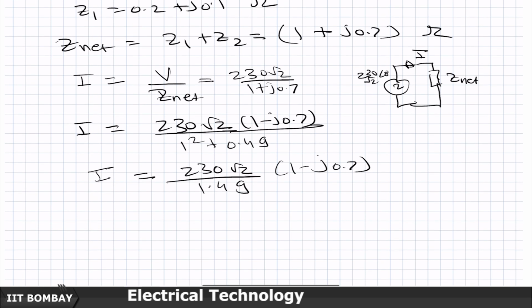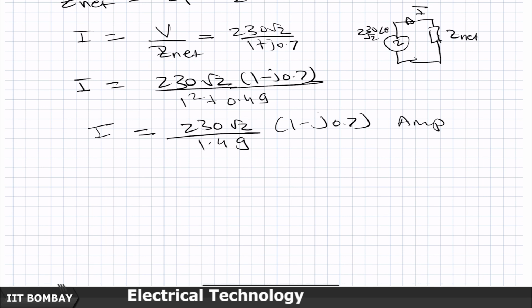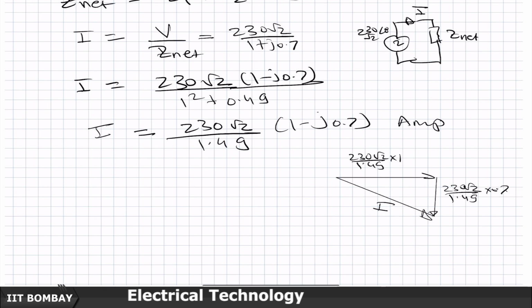into 1 minus j 0.7 amperes. So, basically this is 230 root 2 by 1.49 into 1. This component is 230 root 2 divided by 1.49 into 0.7, and this component becomes my I.